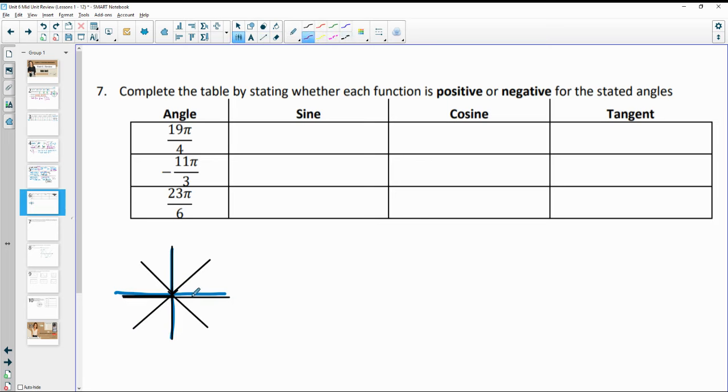19 pi over 4, we'll start by going up. So this will be 4, 8, 12, 16, 17, 18, 19 pi over 4 is the second quadrant. So that's a negative x and a positive y. So our sine is going to be positive since it matches the y coordinate. Our cosine is going to be negative since it matches the x coordinate. And our tangent, we divide sine by cosine, and that's going to be negative.